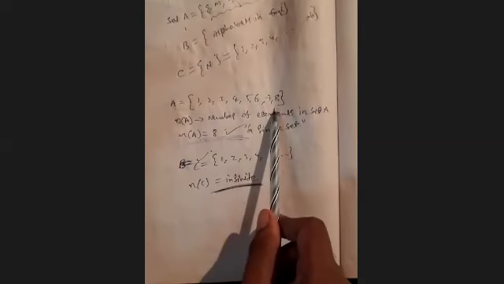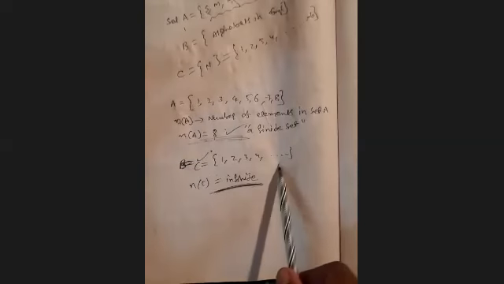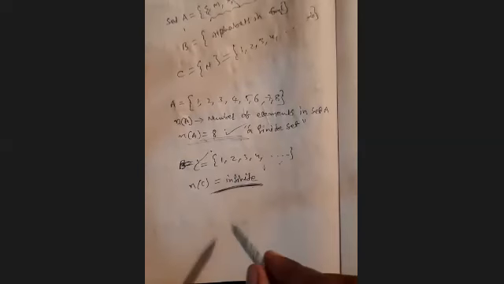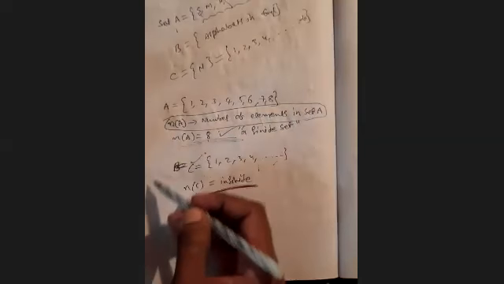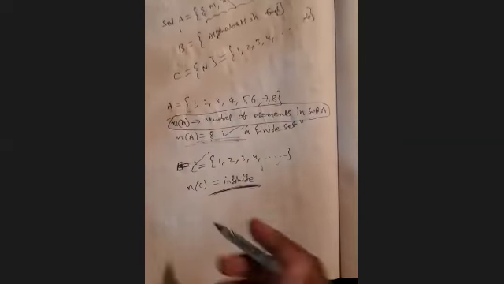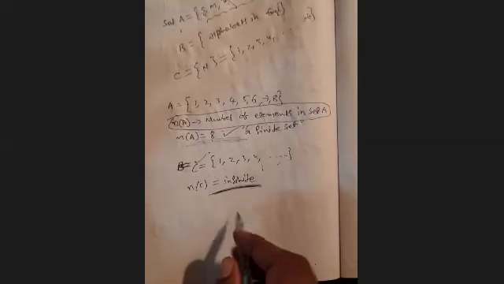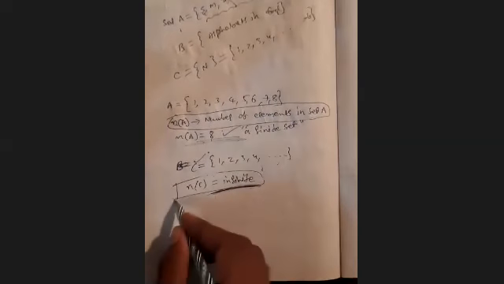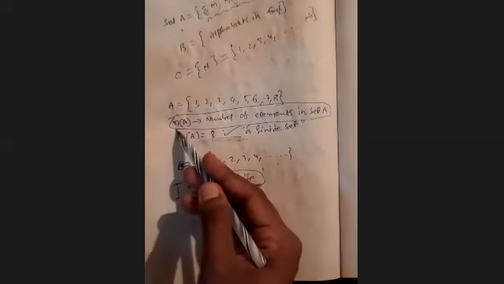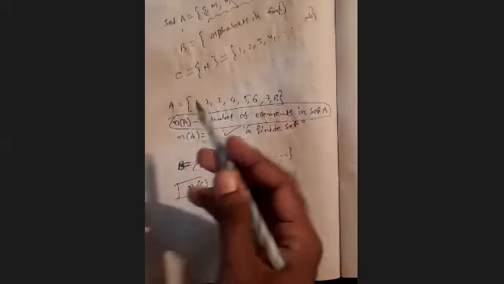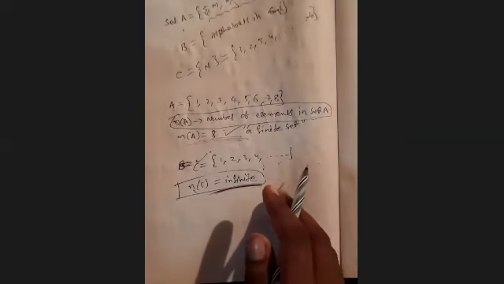Finite set means we should count the numbers, then only we can say that it is a finite set. Infinite means we can't count the number of elements. And how will we write it? n of A, or n of B, or n of C, or n of D, whatever set is given. Here also n of. So n of means the number of elements in set C, the number of elements in set A, the number of elements in set B. Like that we have to write: n of A, n of B, and n of C, and so on.